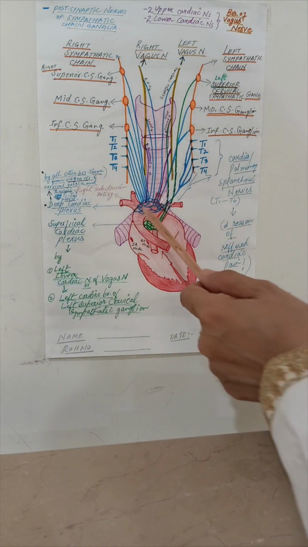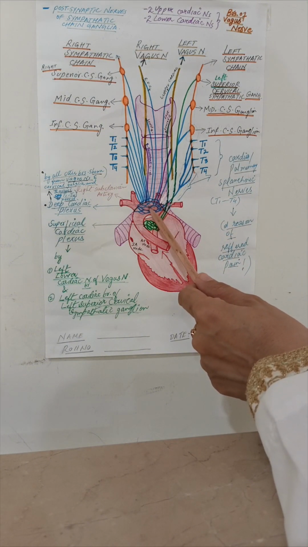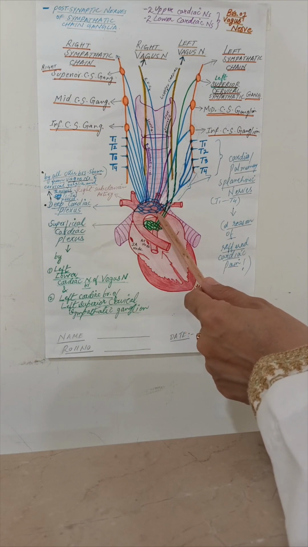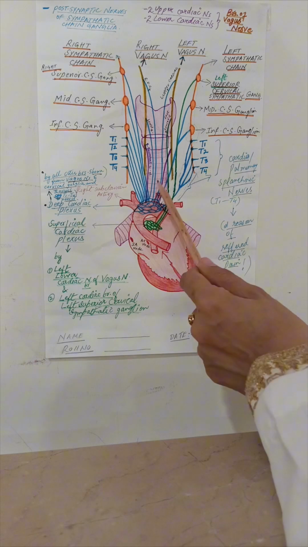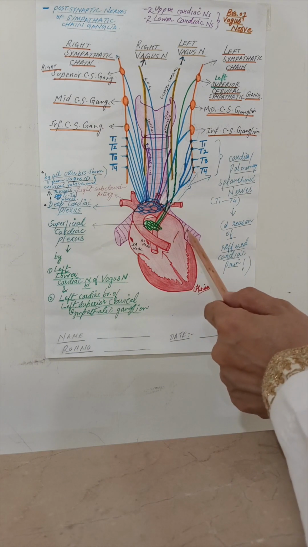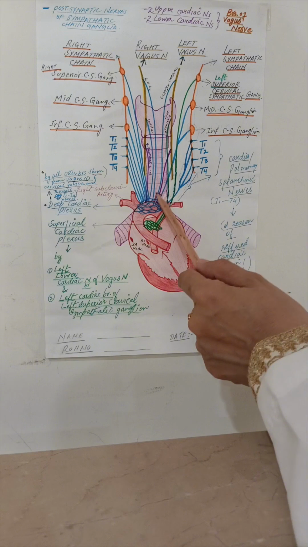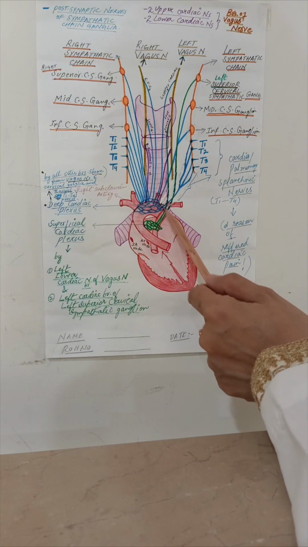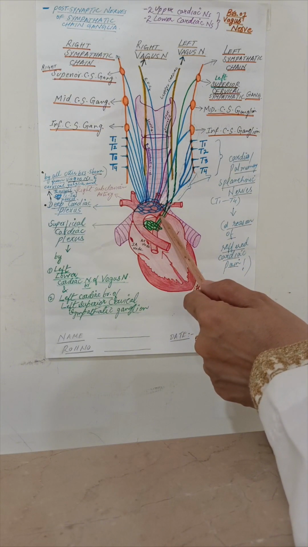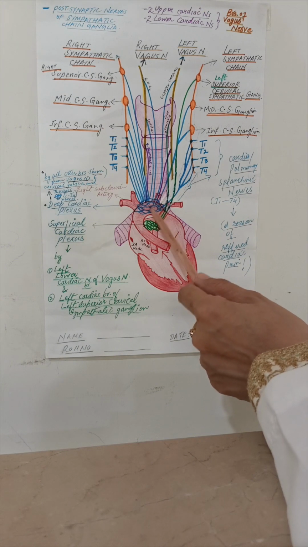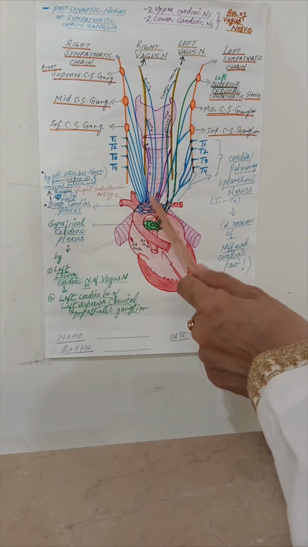Now see the location of the deep cardiac plexus. This is basically lying behind the arch of aorta. Just to make it easy, it is shown here, and you can see the bifurcation of trachea. It is present anterior to the bifurcation of trachea and posterior to the aortic arch, right? This is a larger one and receives more branches.